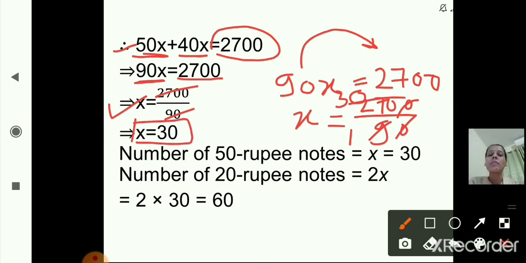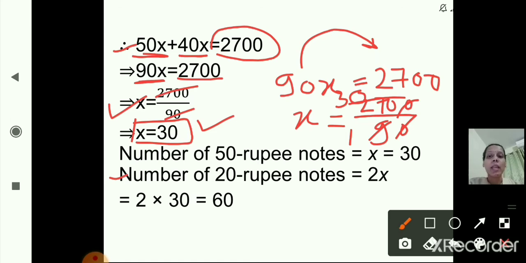Now the number of 50 rupees notes is equal to x, that we have considered. Means the number of 50 rupees notes is equal to x is equal to 30. Yes, we got the value of x, that is 30. So how many 50 rupees notes is she having? 30.